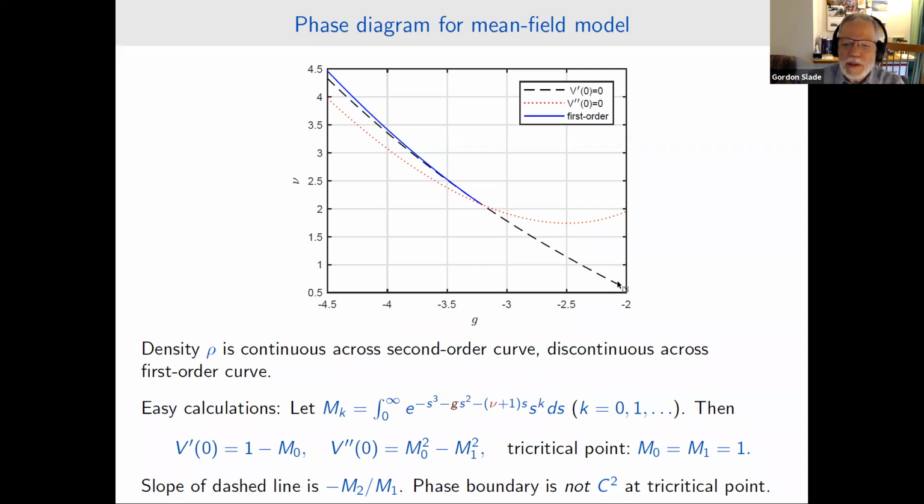The phase boundary consists of this black dashed line, the lower part of it, together with the blue line. It's continuous at this point here, the tricritical point, and it's differentiable, in fact, but it's not twice differentiable.